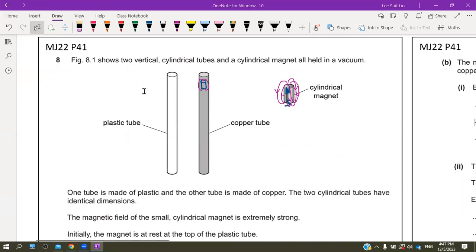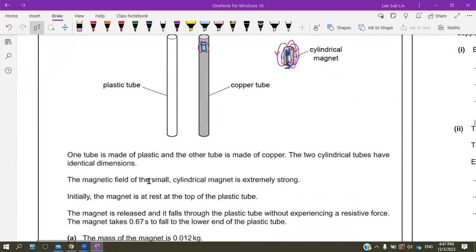Okay, so here, there are two tubes, by the way. There's a plastic tube and there's a copper tube. So one is made out of plastic and the other one is made out of copper. Okay, and the magnetic field of the magnet is very strong. So initially, the magnet is at rest on top of the plastic tube.